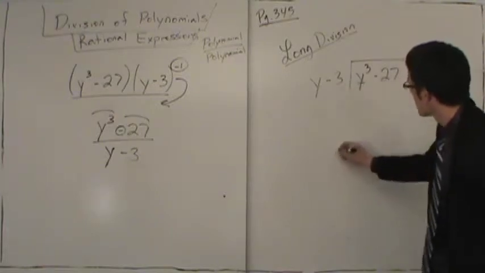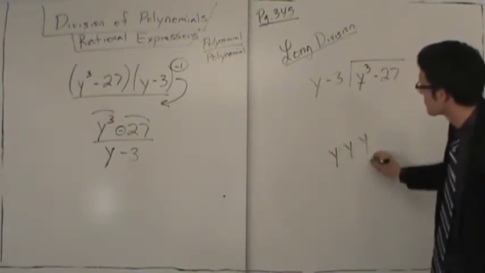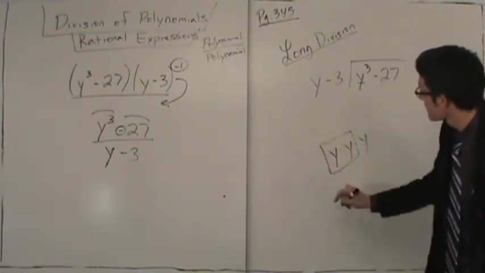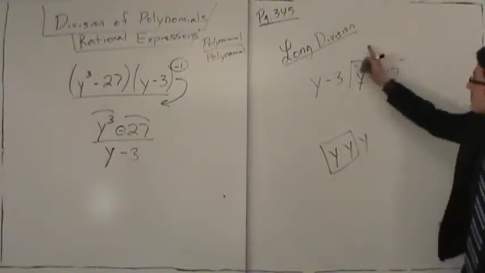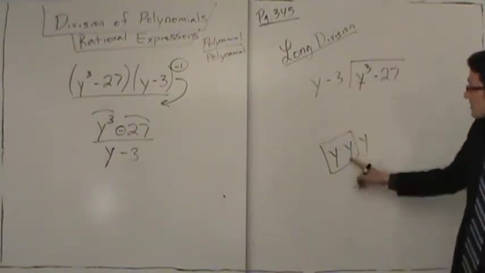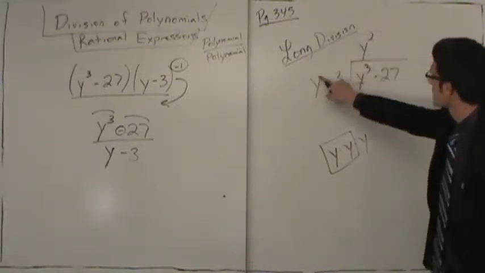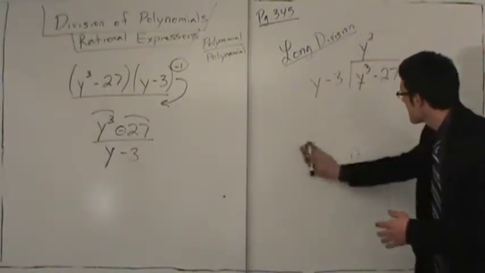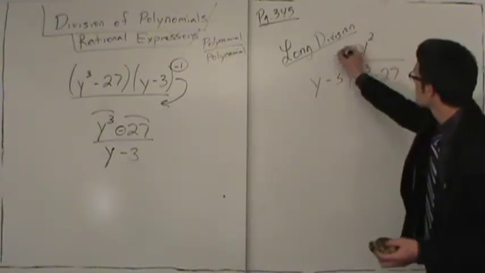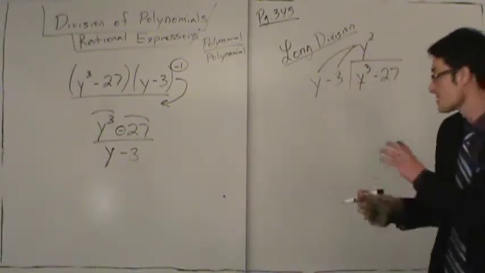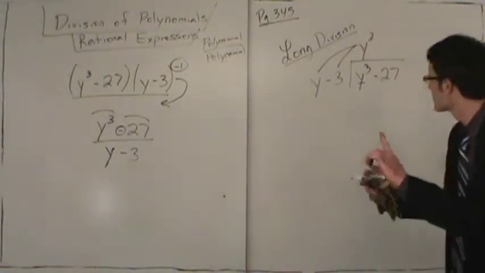Okay, again, you can take the y to the third and write y times y times y, put a box around everything except the extra y. So what multiplies by the y to give y to the third? It's in the box. Okay, so y squared. Y squared multiplies by y to give y to the third. And now we simply take the y squared and multiply by both. If you don't understand this, make sure that you've watched the previous video first.